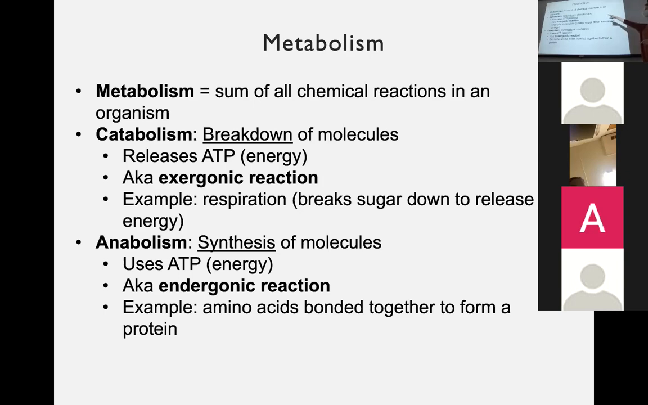Just like catabolism has a synonym, basically exergonic, anabolism also does. It's endergonic. Endergonic means it uses energy. So any endergonic reaction uses energy to make that reaction happen. It needs an input of energy. So thinking back to the biological macromolecules from the first unit, when you string together a bunch of amino acids to make a protein, that takes energy to make that happen. So that's endergonic. It's an example of anabolism.